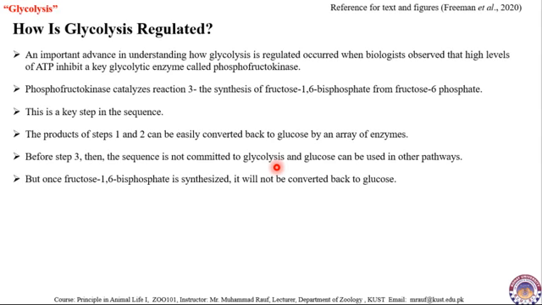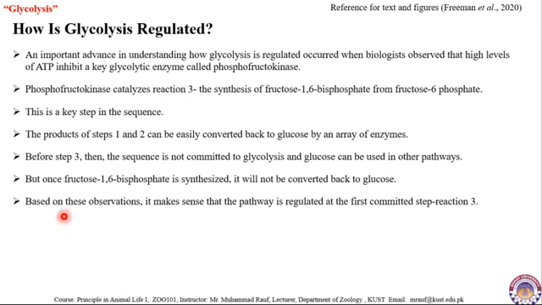So it is the major limiting reaction. Once fructose 1,6-bisphosphate is synthesized, it will not be converted back to glucose. Based on these observations, it makes sense that the pathway is regulated at the first committed step reaction, which is 3. Now how do cells do that? How do cells regulate this enzyme?